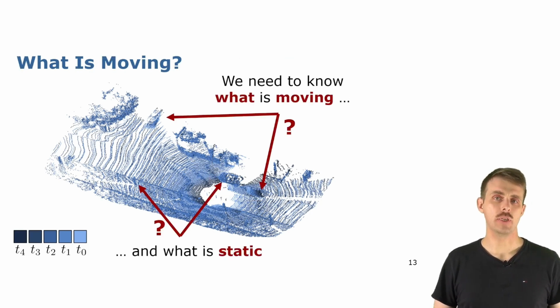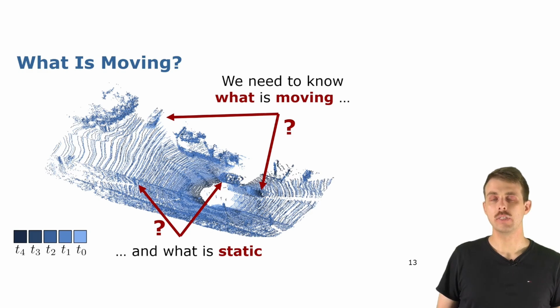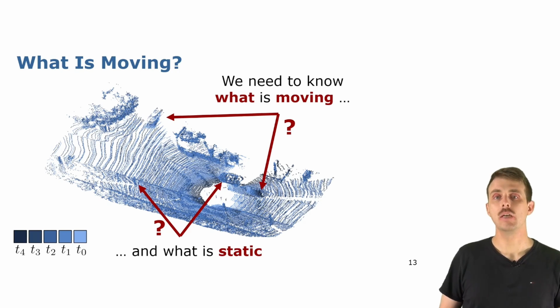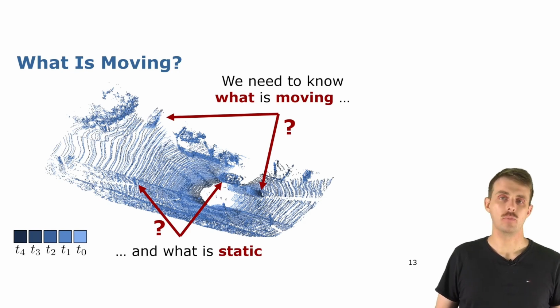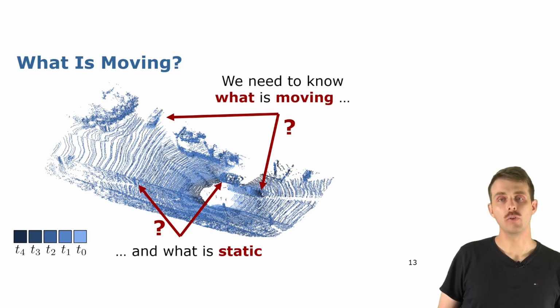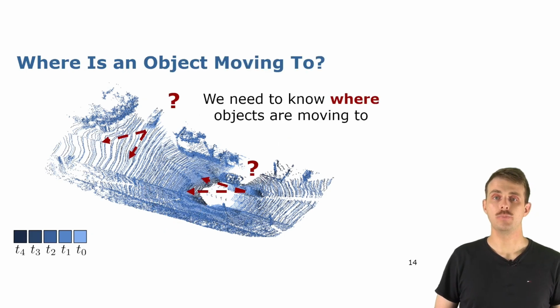And the first question we can ask is, what is actually moving around us? This is very important to make further decisions, for example, to decide whether an object can collide with us or if we can use such a point to localize. So we're in general interested in which parts belong to moving objects and which parts belong to static parts. With the static parts we can localize or build maps, and the moving parts we need to pay further attention to later on in planning, for example.